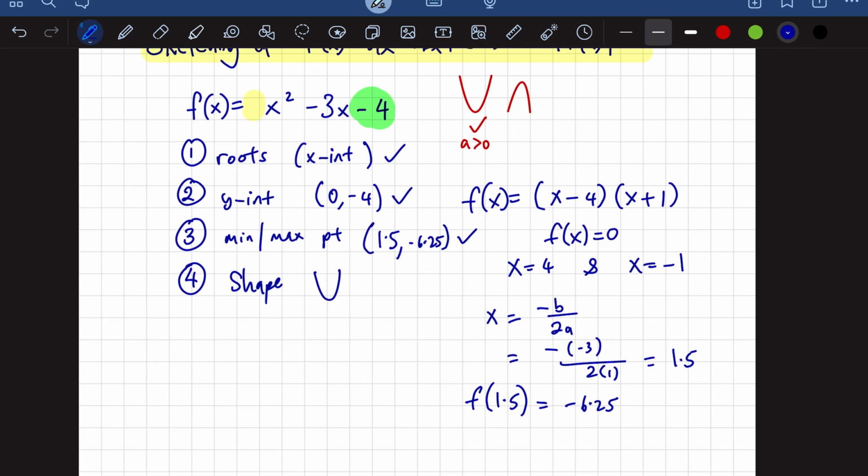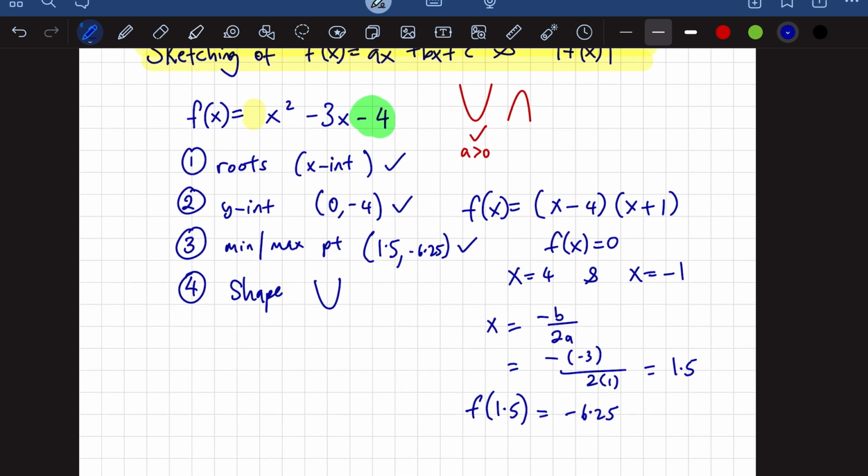Negative. Yeah, negative. All right, so with that, we are done, and the shape is a U-shape. All right, so we have all the 4 pieces of information that we need, and we go ahead and draw our x and y axis. Make sure you label x and you label y. Don't forget that. Now in this case, because it's a function, we label it f(x) instead.